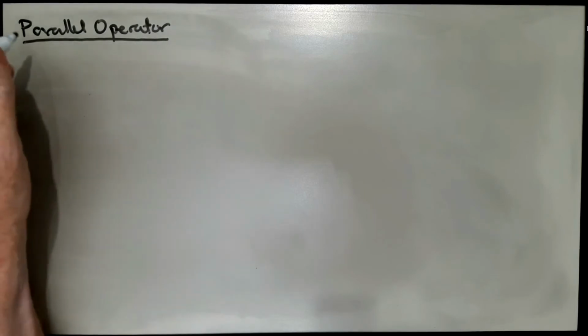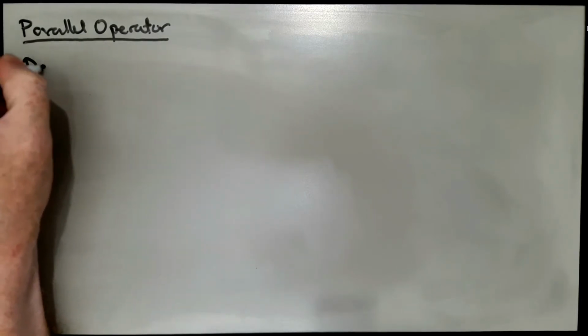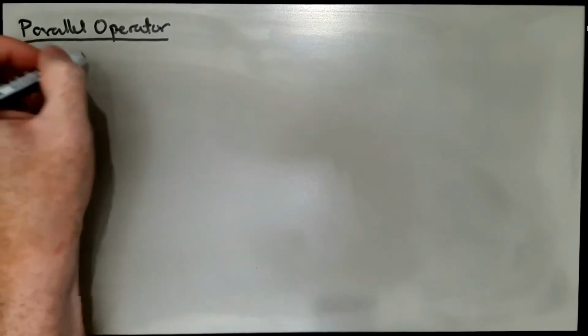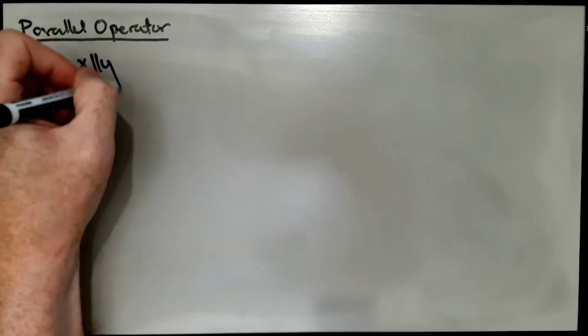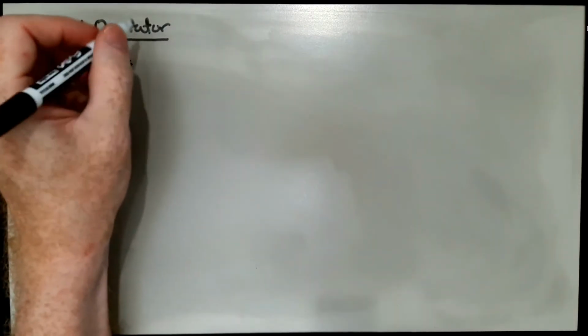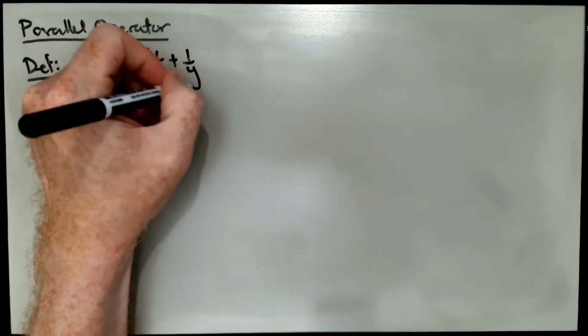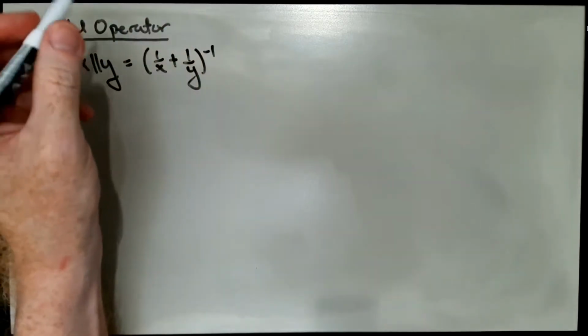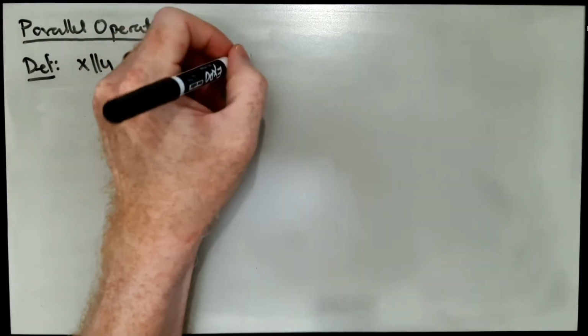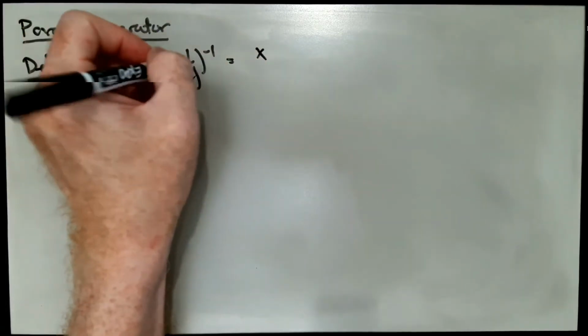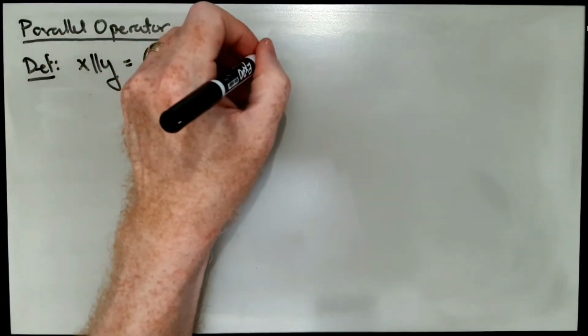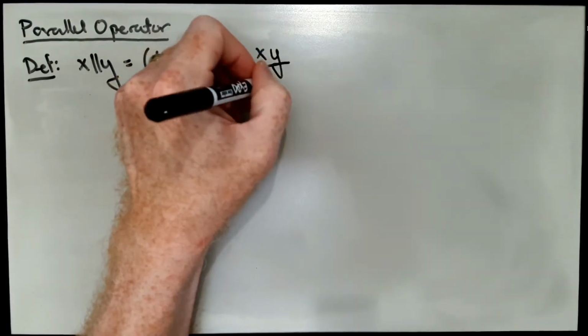So the parallel operator will be defined by x parallel y is basically (1/x + 1/y)^-1, or as we said last time, if we multiply top and bottom by xy, we would get xy over x plus y.